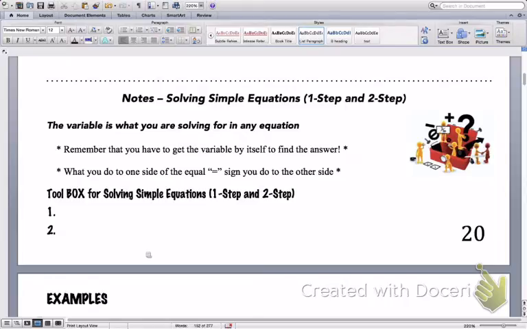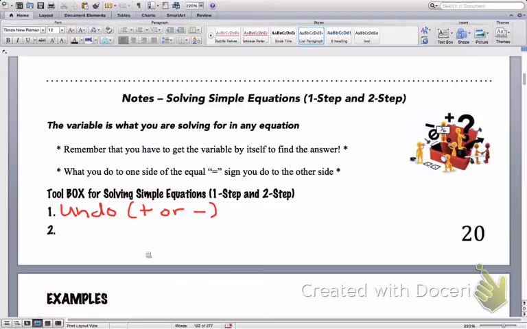All right, let's go ahead and get started with what tools we're going to need in order to solve an equation, specifically today, a simple one-step and two-step equation. So we're always going to check, is there something we can add or subtract to both sides to eliminate a number that is being either added or subtracted? So again, our first goal is to always undo any addition or subtraction.